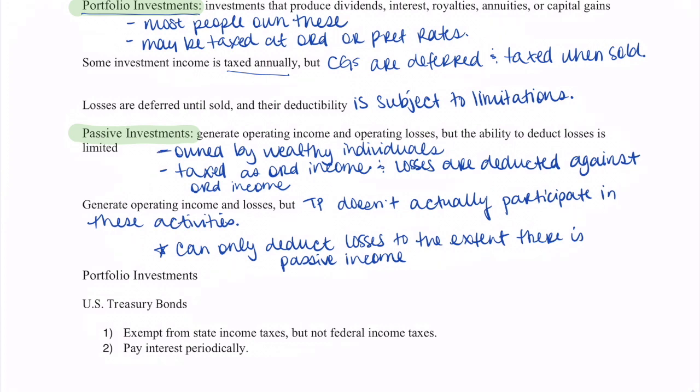For passive investments, they generate operating income and operating losses, but the ability to deduct losses is limited. These are more owned by wealthy individuals, and they're taxed as ordinary income, and losses are deducted against ordinary income. The taxpayer doesn't actually participate in these activities, and it's important to note that you can only deduct losses to the extent that there is passive income.